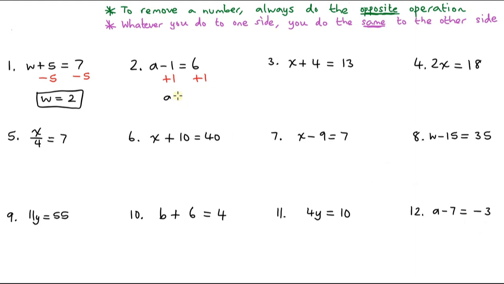And we've got a on the left. And on the right, we've got 6 plus 1, which is equal to 7. So that is our answer, a equals 7. Question 3. We've got x plus 4 equals 13.